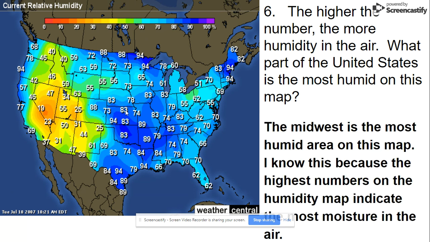Okay, this is the Midwest. That's what it's called. I know this because the highest numbers on the map are right there, 80s and 90s, right through the middle.